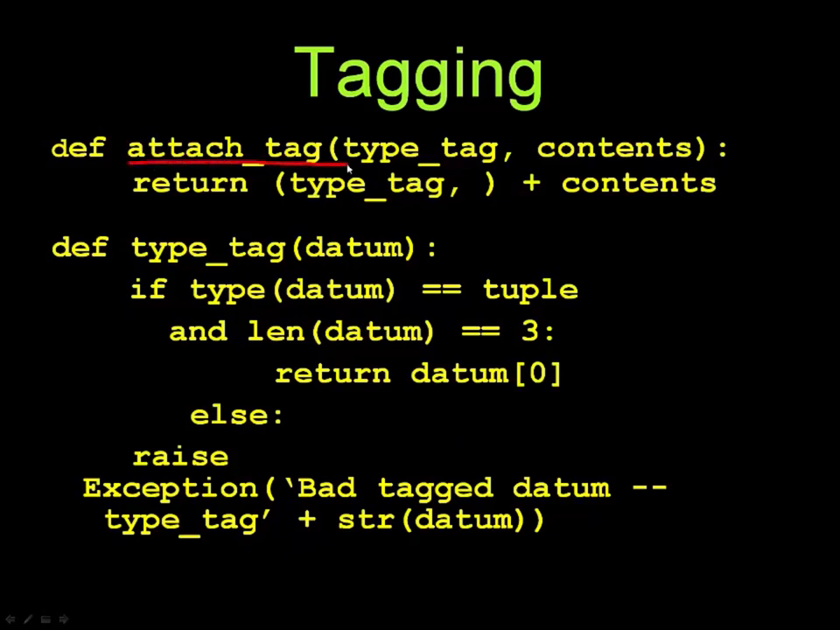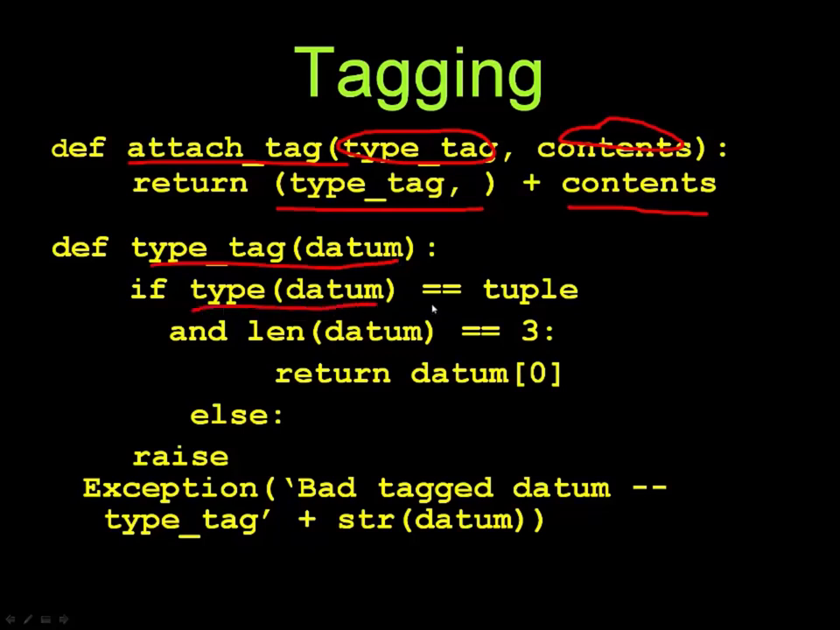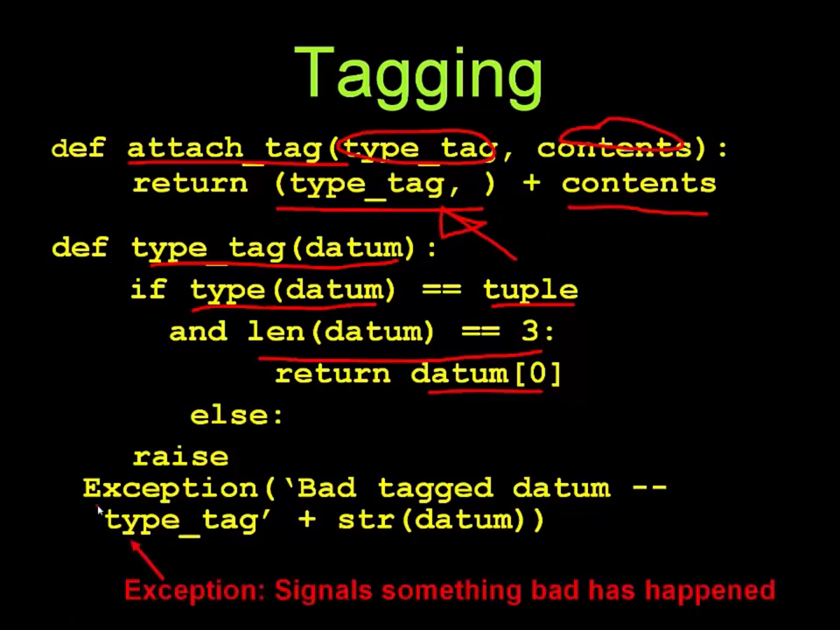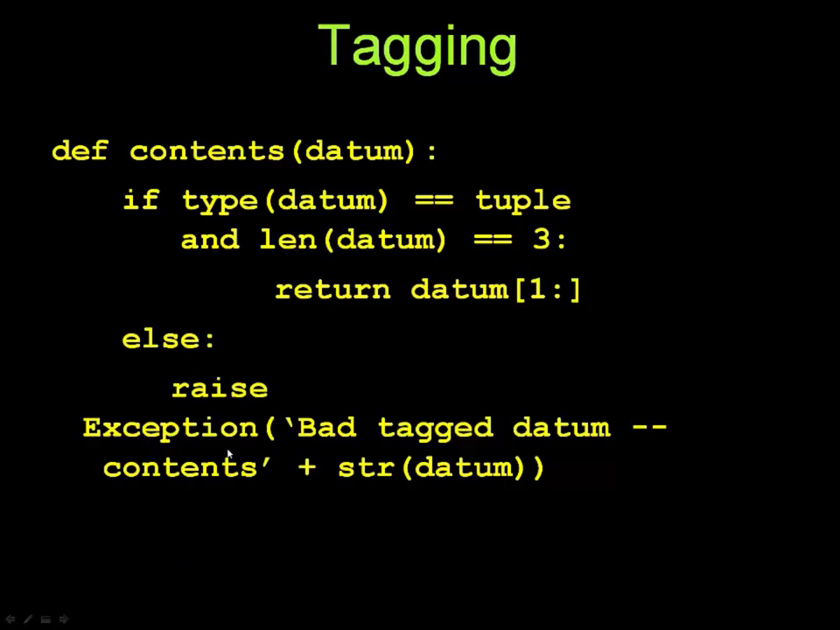Essentially, we can have this function called attach tag. It takes a type tag and some contents, and essentially what you do is add this tag to the contents. Another thing you can do is extract out the tag. So type tag of datum, where datum is a data object: you check that the datum is a tuple, because if not, then you know it's not a data object, and the length is 3, and you return datum 0, because you know that datum 0 will be the type tag. There's also this thing here called exceptions, whereby you raise the exception. What it does is complain that something bad has gone wrong, and this is when you see error messages.